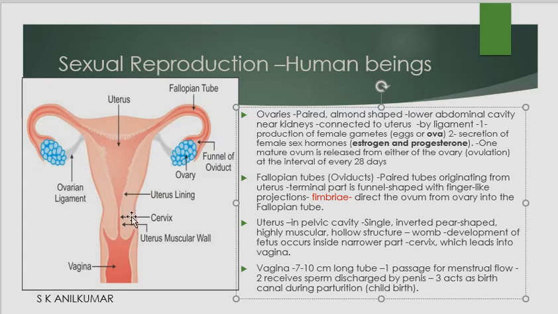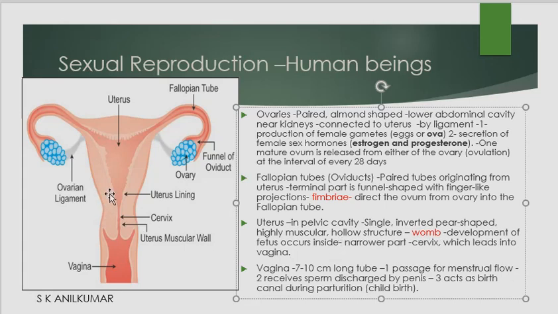The uterus is inverted pear shaped. It is highly muscular. It is a hollow structure. Why is it a hollow structure? Because it needs to contain something inside. That is why it is called the womb. Development of the fetus occurs inside.